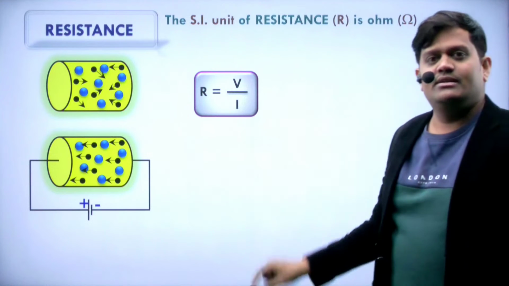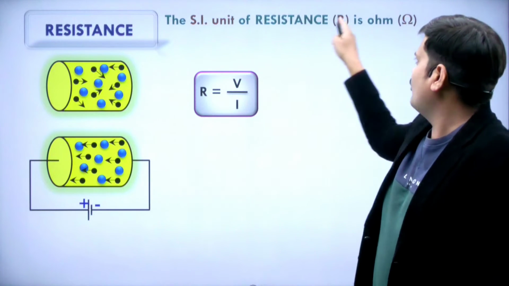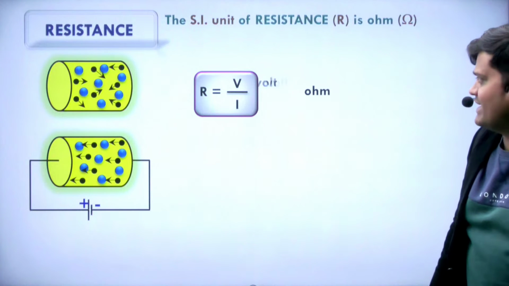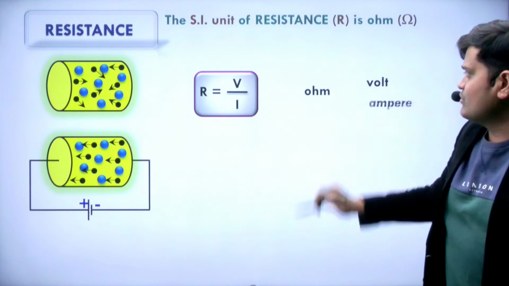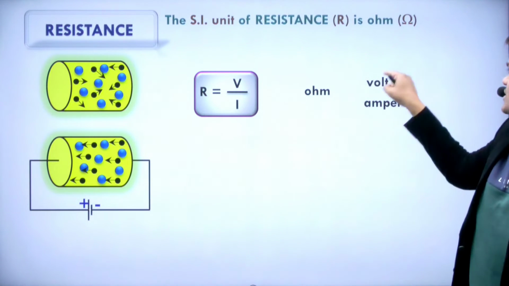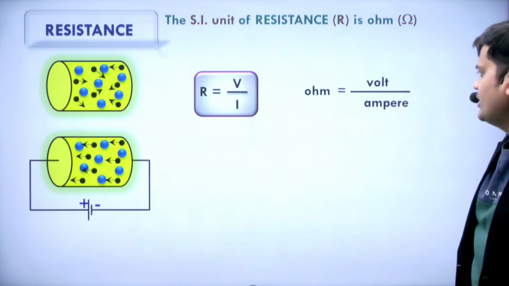This unit was decided according to the scientist George Simon Ohm. So the unit of resistance is the ohm. Ohm is the SI unit of resistance, or it is volt per ampere.